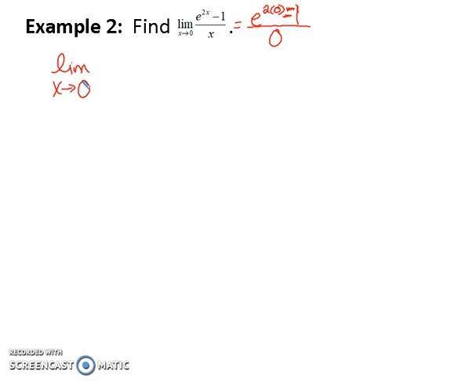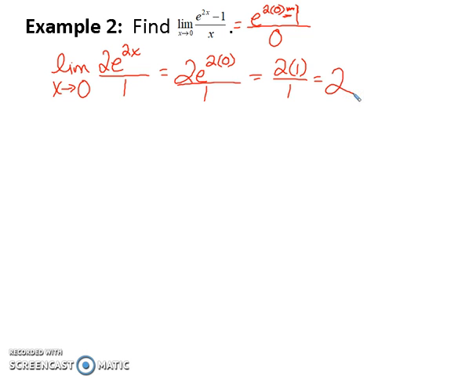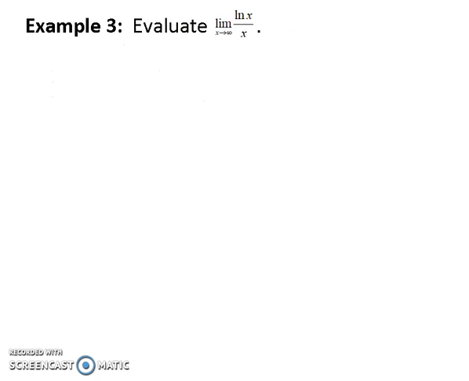So let's try L'Hopital's rule. So we're going to do the derivative of the numerator. Remember, e to the 2x is its own derivative times the derivative of 2x, so that would be times 2. Minus 1, the derivative would just be 0. And then the derivative of x is 1. If I then evaluate that, 2 times 0 is 0. E to the 0 is going to be 1. So I've got 2 times 1 over 1, or my limit answer is 2. Look how easy these limits are.